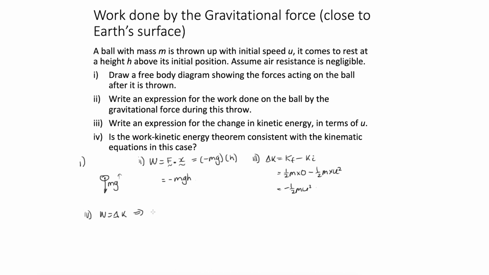We should apply for this case that minus mgh is equal to minus 1/2 mu squared, and so we can cancel the m's, cancel the negative signs, and let's multiply both sides by 2. So we've got 2gh is equal to u squared according to the work kinetic energy theorem. Okay, so we want to know, is this consistent with the kinematic equations?